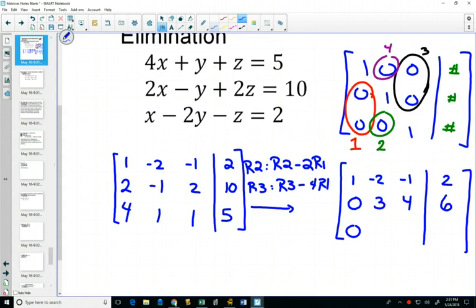Yes, so we have to take row 3 minus 4 row 1s. This should be 9. And 1 plus 4, this should be 5. And then 5 minus 8, negative 3. That's better? Okay. Excellent. So we have succeeded in getting those to be zeros.